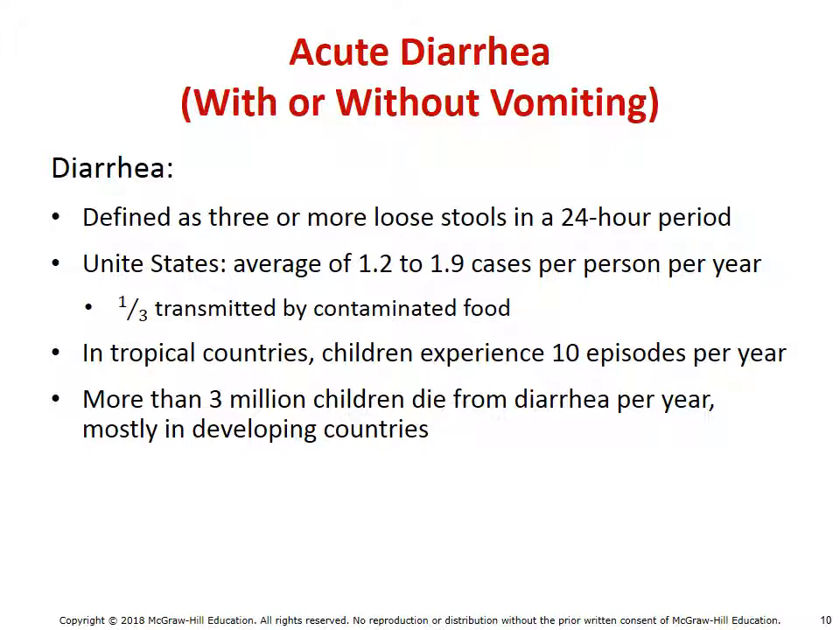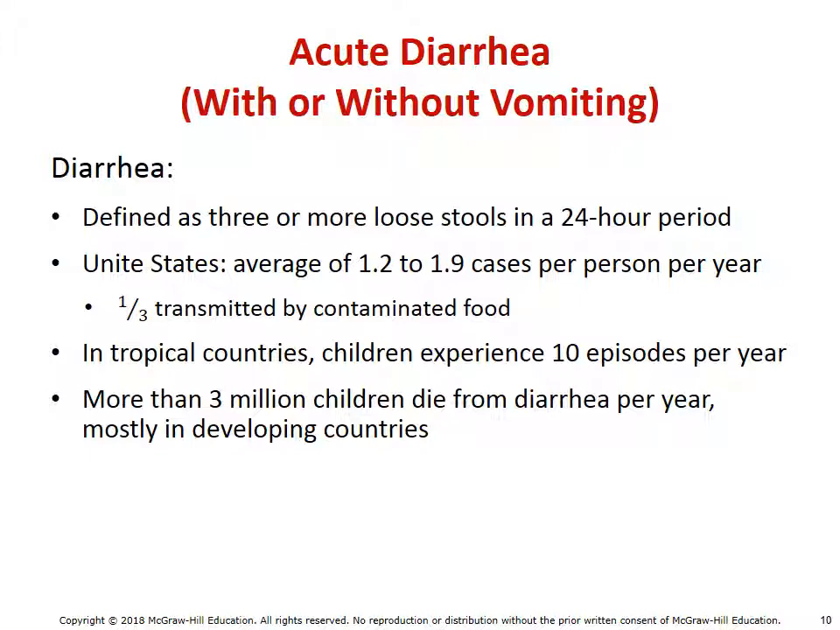And again, depending on the organism, will determine whether or not we have vomiting. And so we'll go through this and talk about all these different pathogens, but the idea is they'll cause diarrhea. So let's define diarrhea, which would be 3 or more loose stools in a 24-hour period.